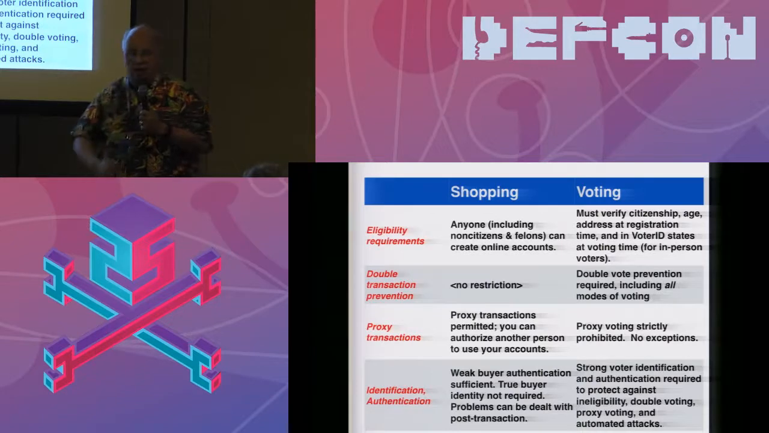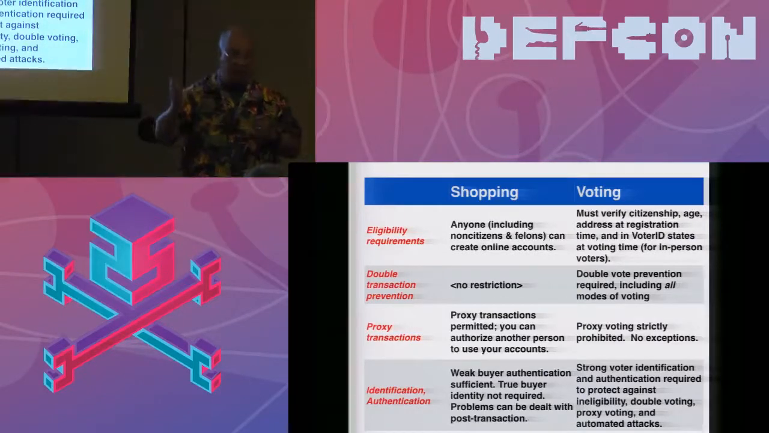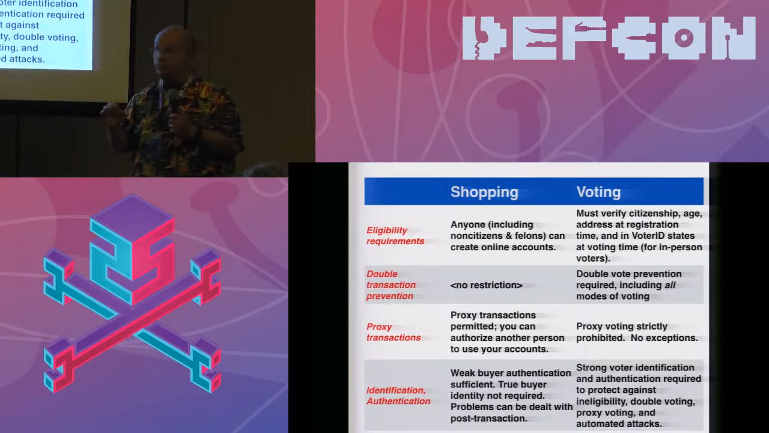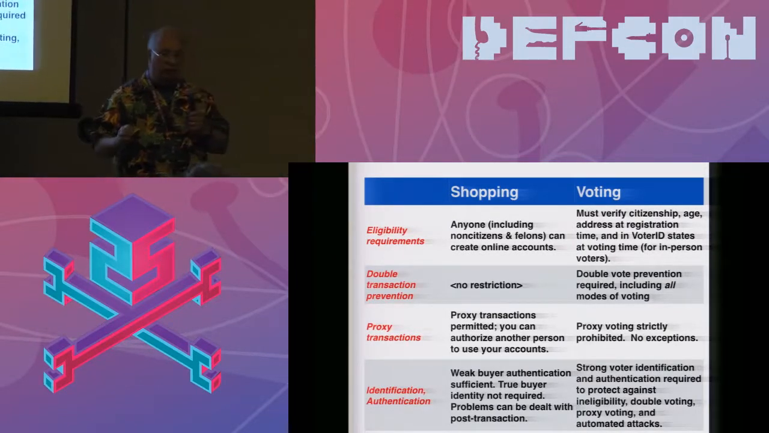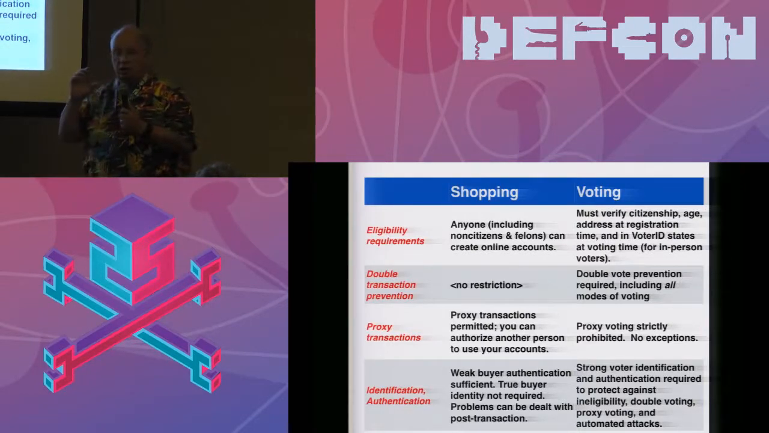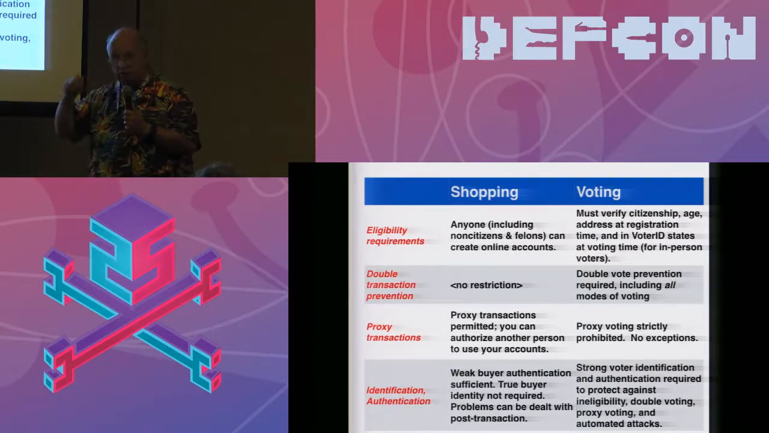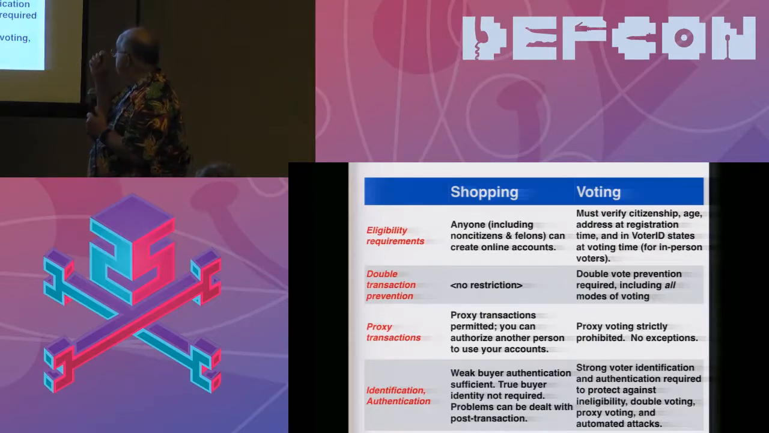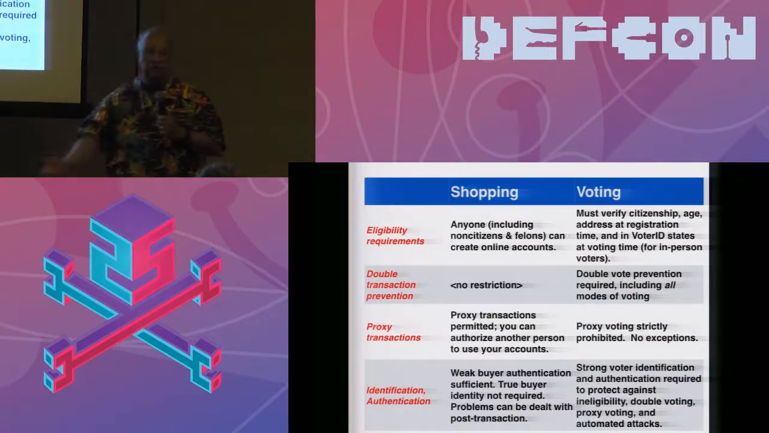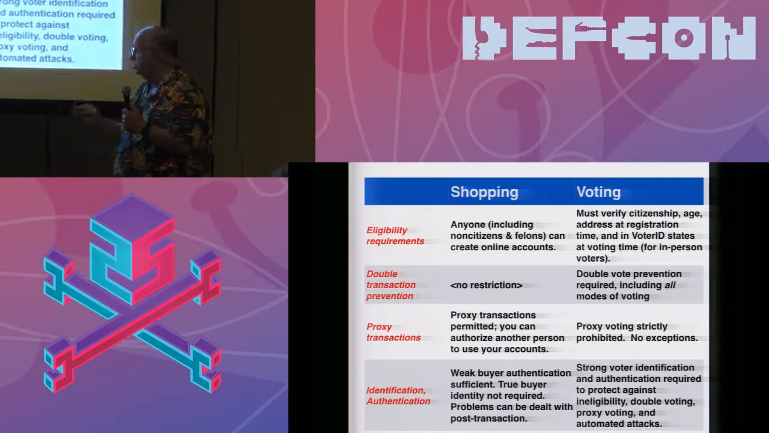For shopping, there's no eligibility requirement of who's allowed to buy from Amazon. You can be a kid, you can be a non-citizen, you can be a felon. We don't care. Amazon does not care. They don't have an eligibility requirement. But we do have strong eligibility requirements for who is allowed to vote in a U.S. election, and we have to ascertain them. We do that in all states at voter registration time, and in a growing number of states now, voter ID states, we also do it at voting time, at least for in-person voters, if not for absentee voters. So there's this eligibility issue that distinguishes the two.